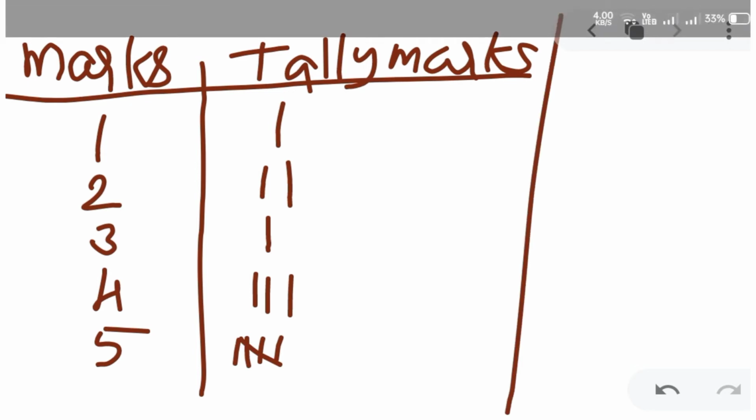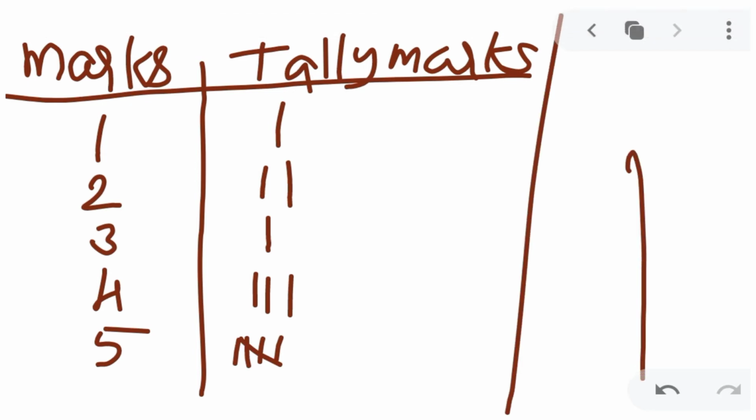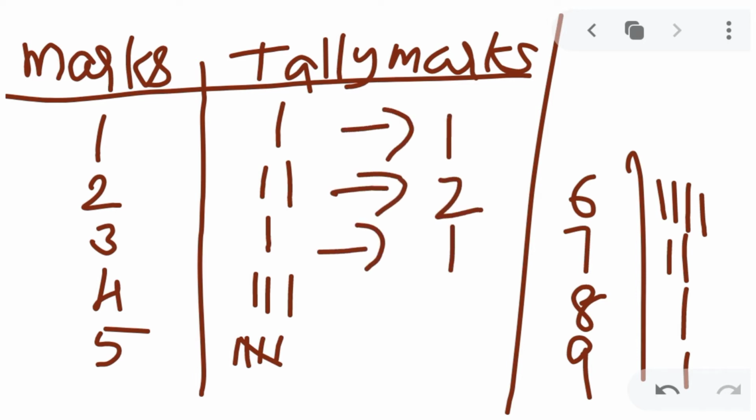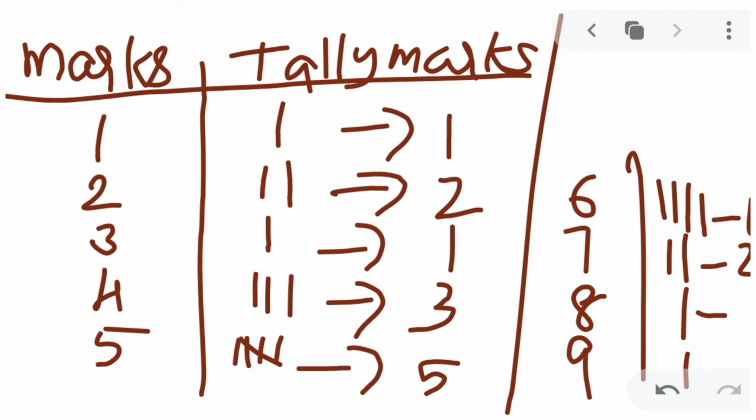Here also we can draw like that. 6 marks, how many students? 1, 2, 3, 4. 7 marks, 1, 2. 8 marks, 1. 9 also 1. So how can we write? This is 1, 2, 1, 3, 5. This is 4 and this is 2. This is 1 and this is also 1.